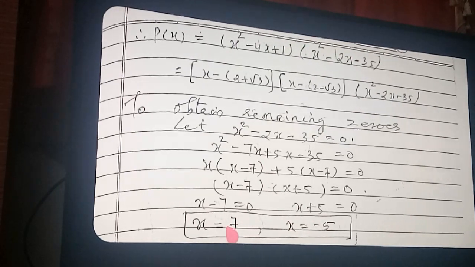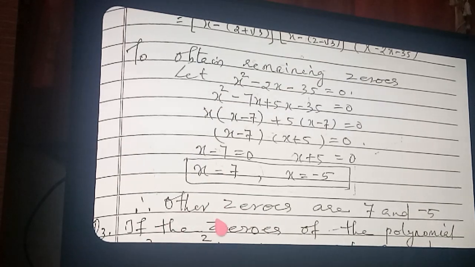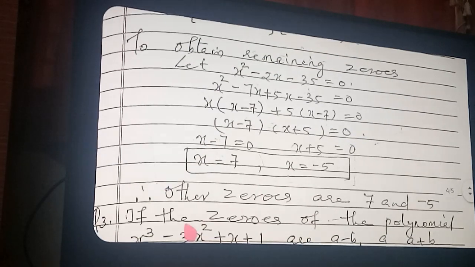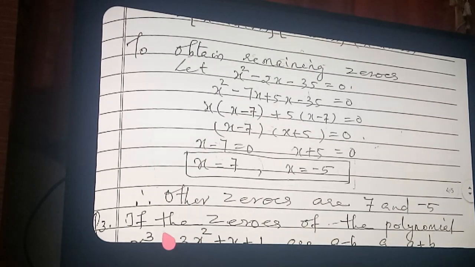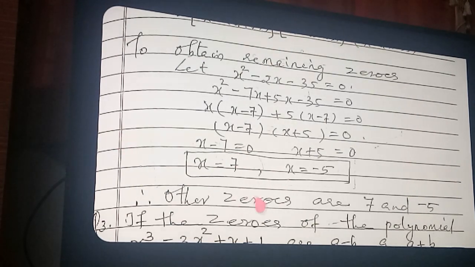Which are the other zeros? The other zeros are 7 and minus 5. Your question is which are the other zeros, so you have to write only the other zeros. First, the product of the factors you removed gives a polynomial, the quotient. This quotient you factorize, and you will get the other zeros. This type of question is solved by this method only. If you properly catch one method, then you can do the other methods also. Therefore, the other zeros are 7 and minus 5.